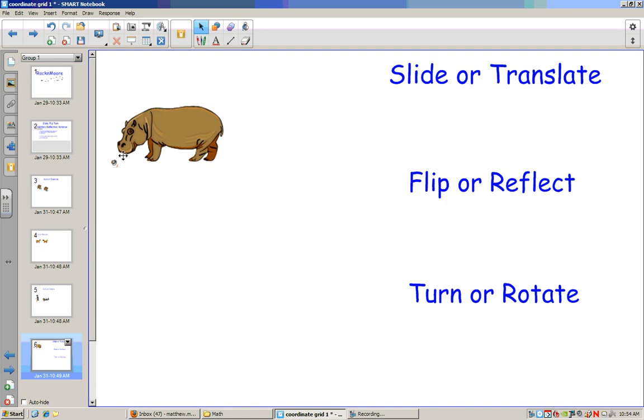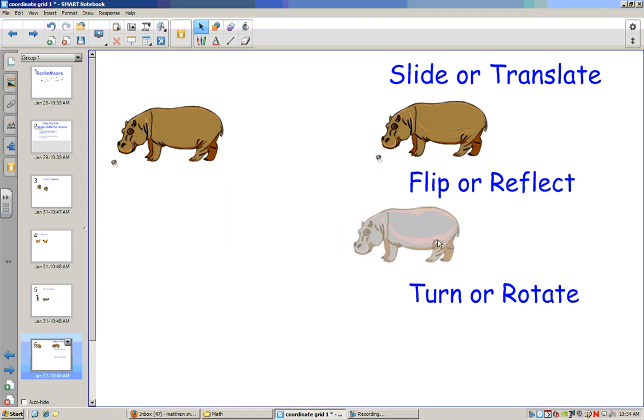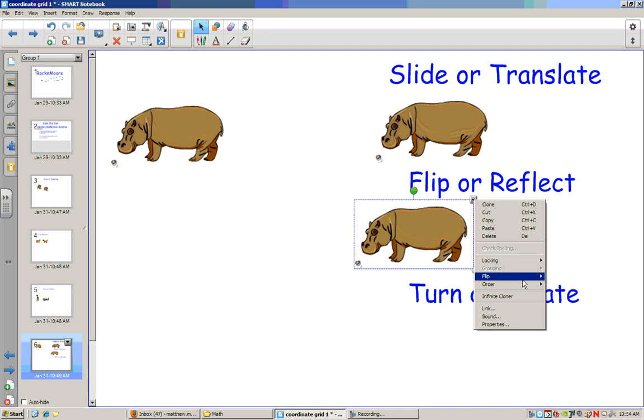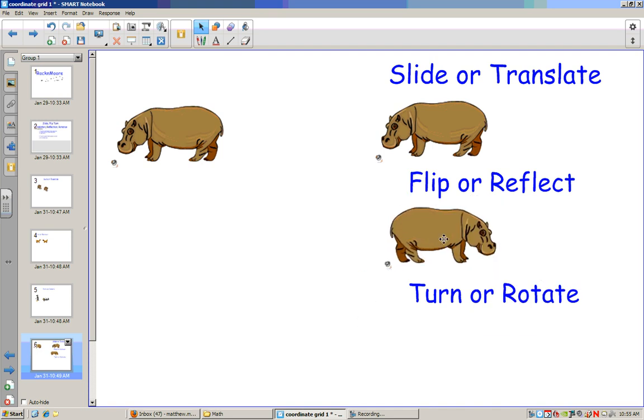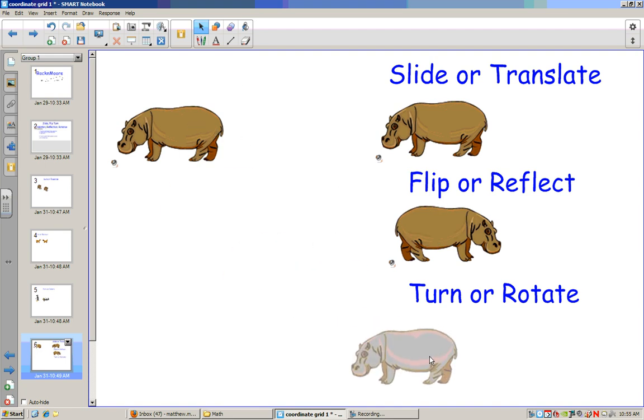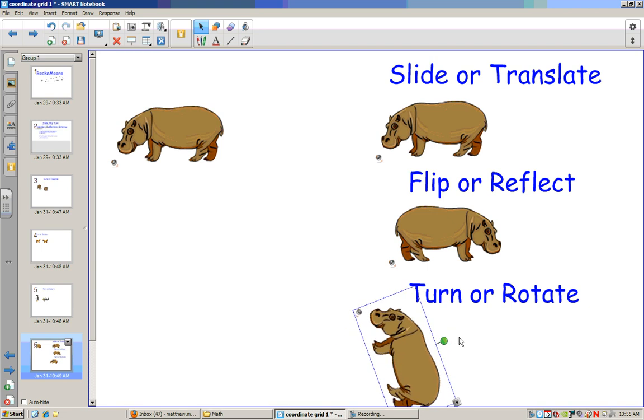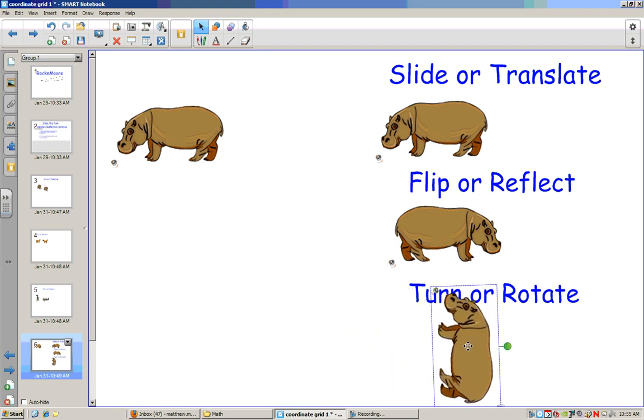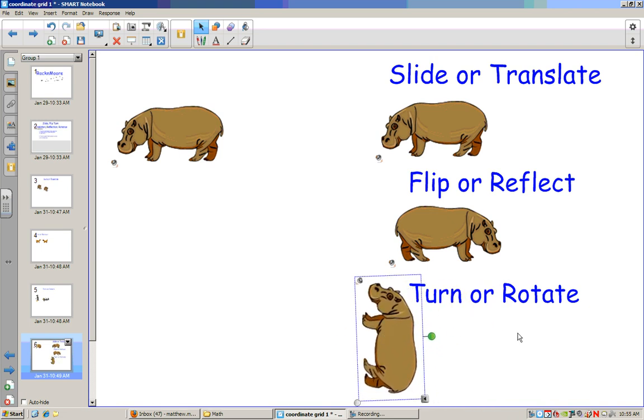But so we have our hippopotamus here. If we show it as a slide or translate, what would happen? Well, it's just going to slide over. So that would be slide or translation. If we're going to flip or reflect it, what's going to happen? Well, we said reflect is like what happens with a mirror. So we're going to flip it just like that. So it's opposite. It would be looking like if we had a mirror down the middle. And then the last one would be if we rotate it or turn it. How does that hippopotamus look? Not sure if I ever want to see a hippo sitting like that, but that's what it would be.